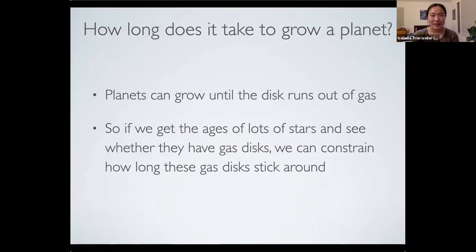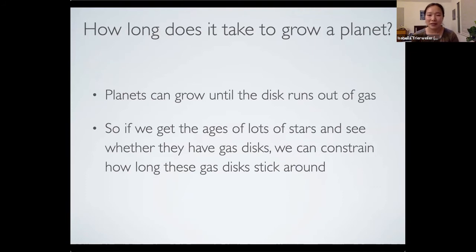So this question of atmospheres actually tells us another really important detail about planet formation, which is that it's going to give us the cooking time for a planet. It's going to tell us how long we have to get these planets assembled. Because we know that our gas planets are going to be able to grow and grab onto gas until the disk runs out of gas.